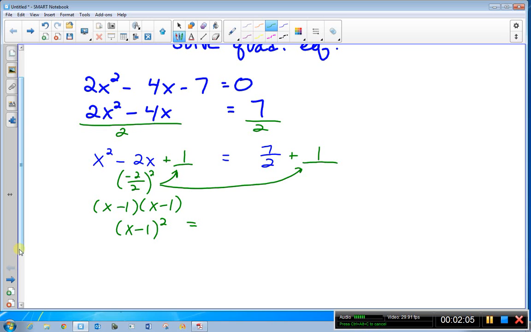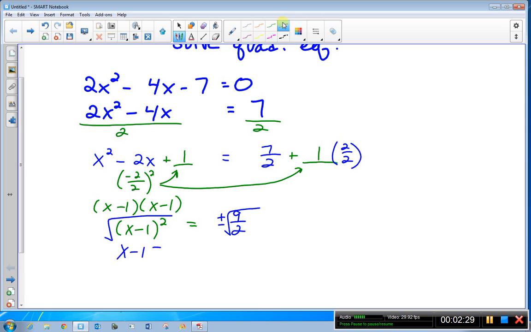And then I need to combine 7 halves and 1 on this other side. So this is really 2 over 2. 7 over 2 plus 2 over 2 is 9 over 2. So the right-hand side is 9 over 2. Now I'm ready to square root both sides. Don't forget plus or minus.